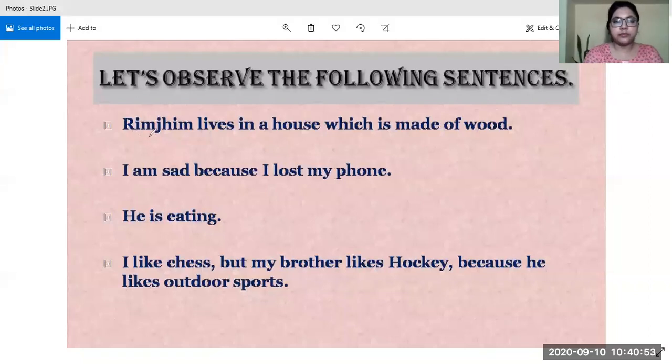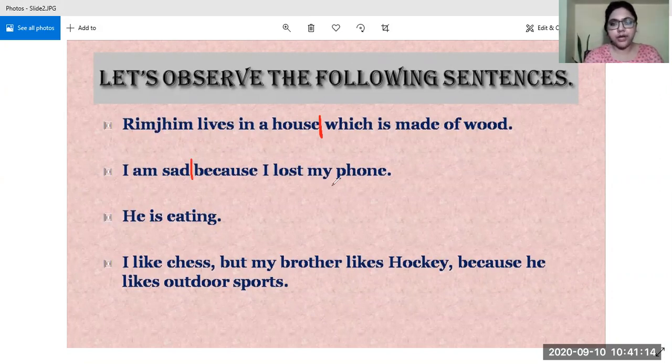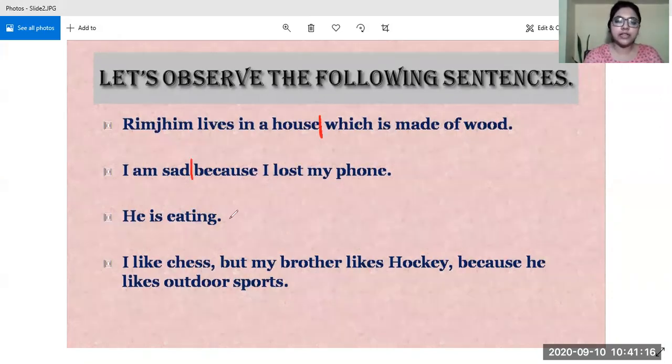So, Rimjim lives in a house. This can be one part. Which is made of wood can be the other part of the sentence. Again, let us look at the second example. I am sad can be the one part of the sentence, and because I lost my phone is the second part of the sentence. He is eating. This sentence has only one part, no second part. It cannot be divided into two parts.